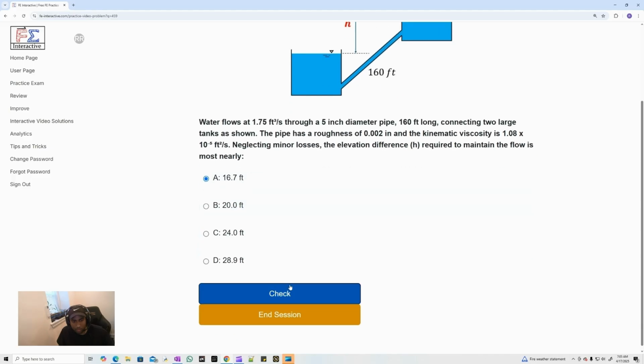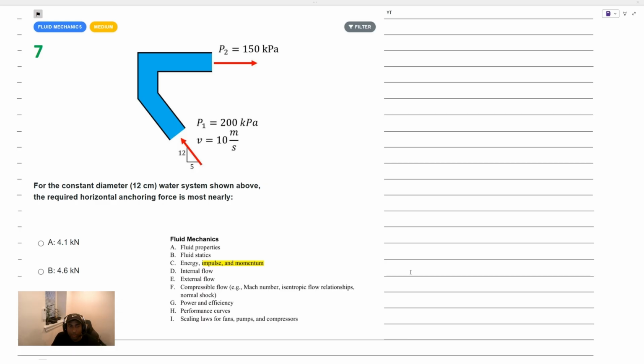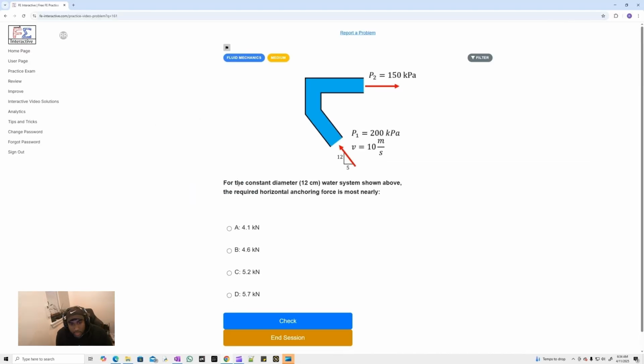Let's move on to the next problem. In this problem, we're going to be discussing the idea of the momentum equation for a control volume, and we're going to go through the common pain points like how to get those signs correct and how to write down that vector equation and isolate different components. Let's get right into it. It says, for the constant diameter 12 centimeter water system shown above, the required horizontal anchoring force is most nearly.